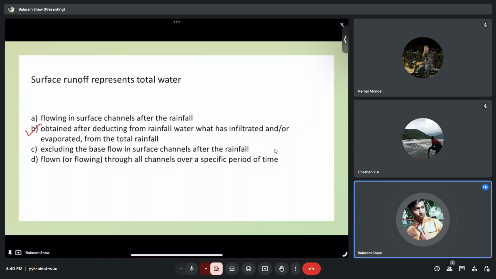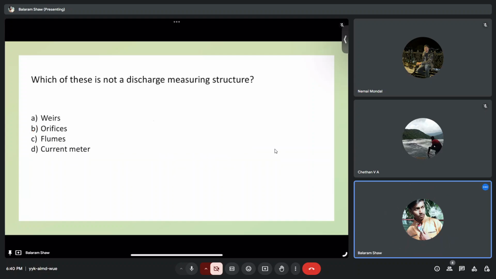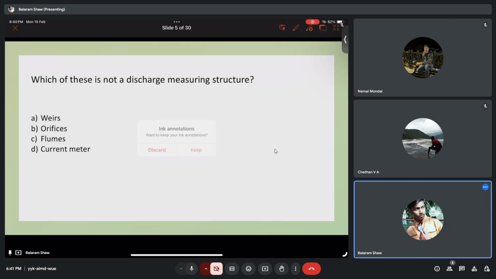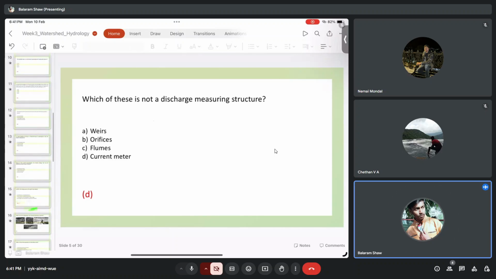Next is excluding the base flow in surface channels after the rainfall. Still, we have both the channel precipitation and surface runoff. Next is flowing through all the channels over a specific period of time. So the correct answer would be B, right? Next question is: which of these is not a discharge measuring structure? Okay, before moving on to this, we'll go through some concepts again.